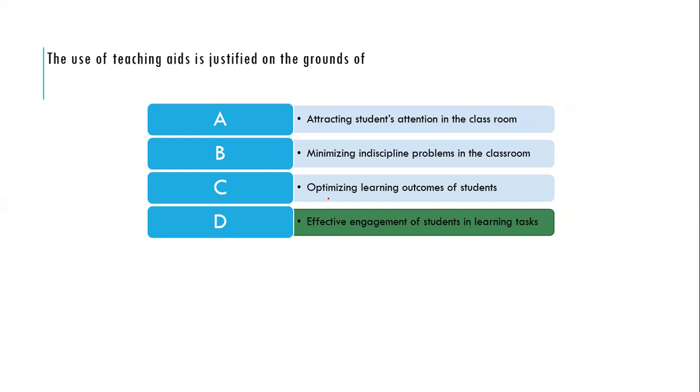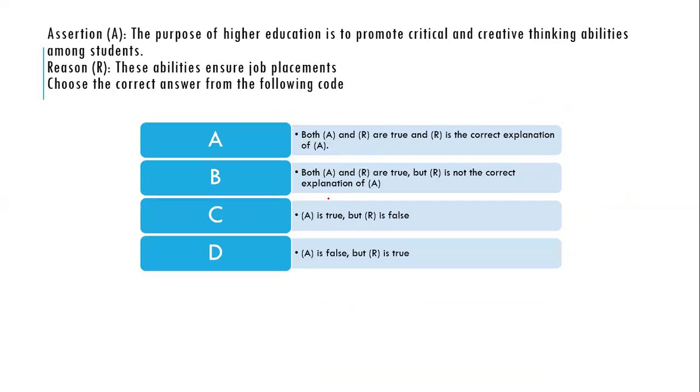The use of teaching aids is justified on the grounds of effective engagement of students in learning tasks. Next. The purpose of higher education is to promote critical and creative thinking ability among the students. Yes, that is so true. These abilities ensure job placements.